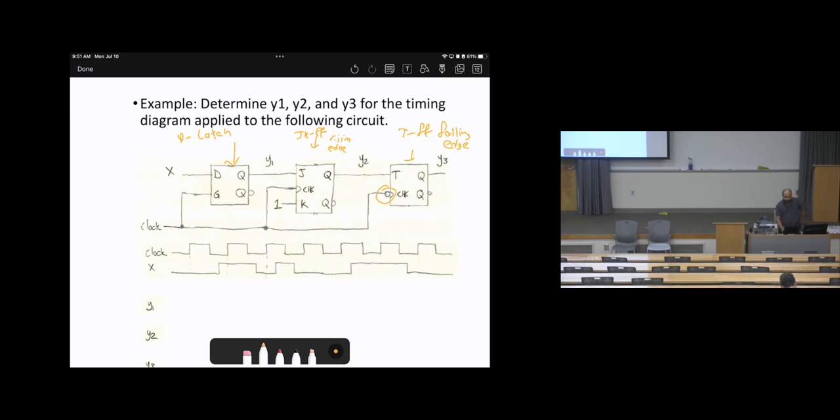Now, we already have the clock given. X is given as well. We need to determine y1, y2, and y3. So the latch, the first one, is sensitive to the states. So is it on or off? It's not related to rising edge or falling edge.